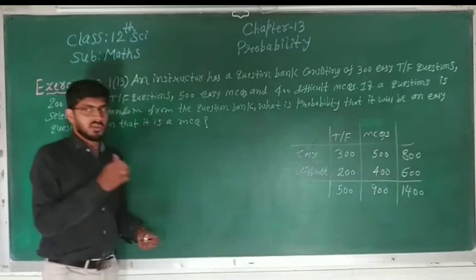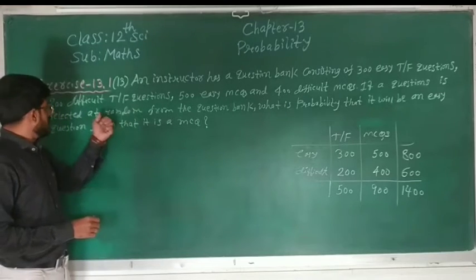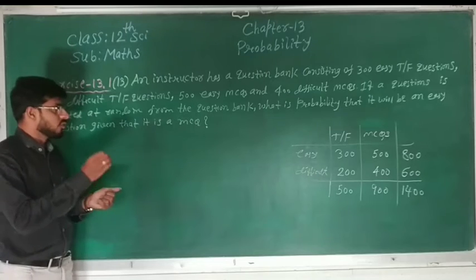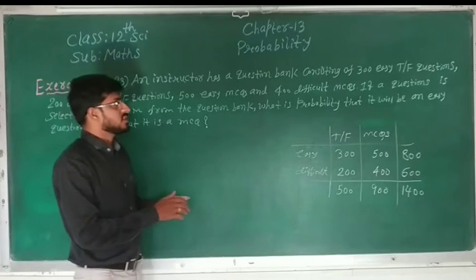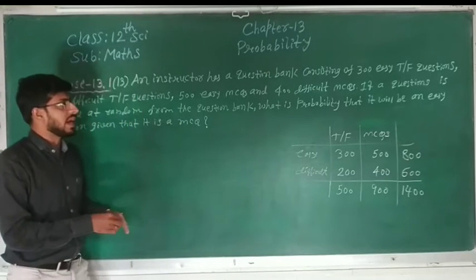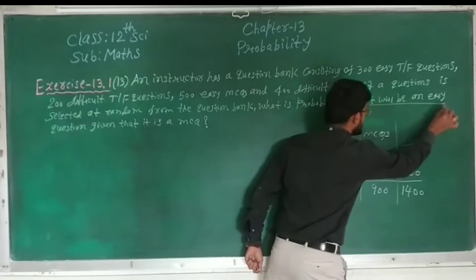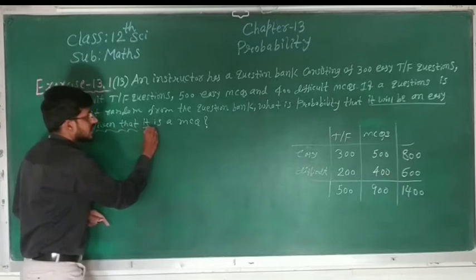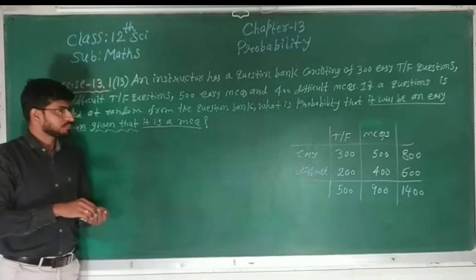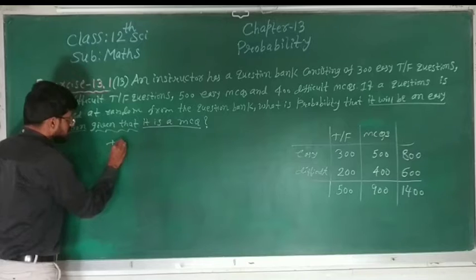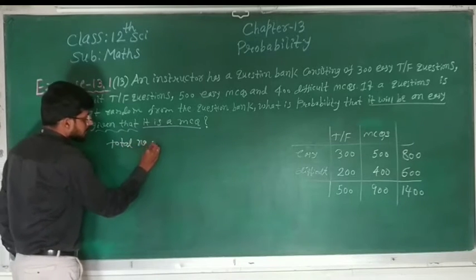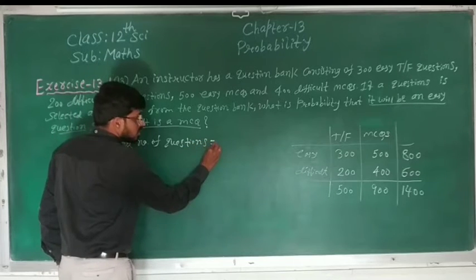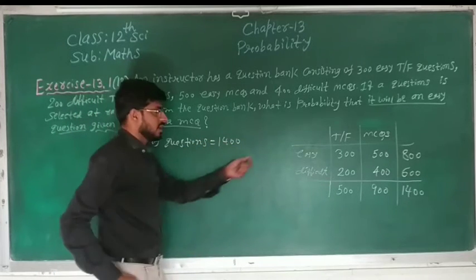Now see, what is our question? If a question is selected at random from the question bank, what is the probability that it will be an easy question given that it is an MCQ? So first write down the total number of questions is equal to 1400. Okay, it is clear from the table.